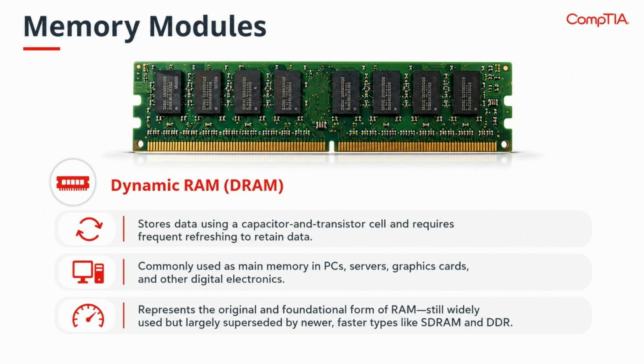Dynamic RAM, or DRAM, is the foundation of modern memory. It uses capacitor and transistor cells to store data, which necessitates frequent refreshing to prevent data loss. While it has been largely superseded in high-performance contexts by newer, faster technologies, it remains a fundamental concept.